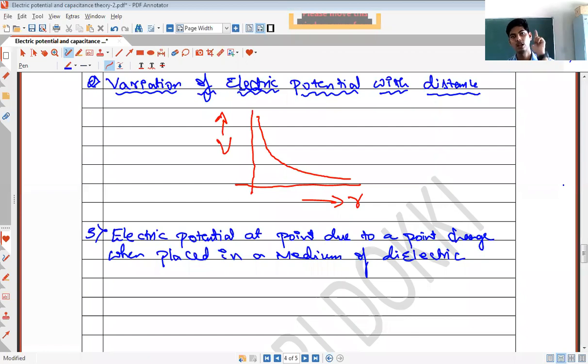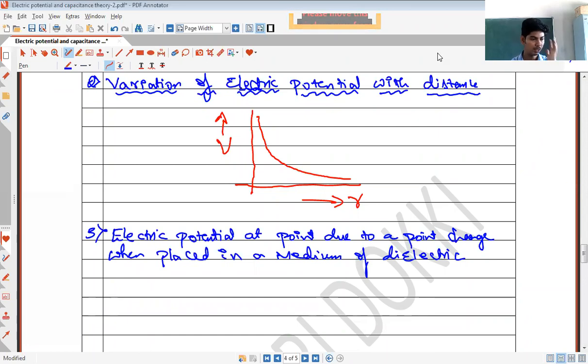Electric force, electric field and electric potential will be maximum in air or vacuum. Once the charge or the charges are placed in a medium of dielectric constant K, all these three are going to decrease. Force, field and potential are going to decrease in a medium, right?